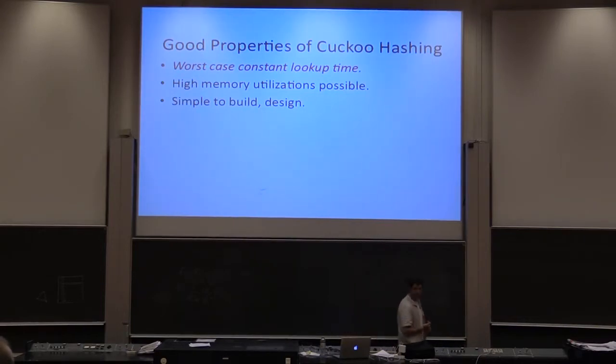So in particular, with cuckoo hashing, if we think of, say for instance, every bucket holding only one item, it really is constant lookup time even in the worst case, right? Because I'm just looking at the 2 choices, I'll check what's there, okay? High memory utilizations are possible, and the other really nice thing for practice is that these are very simple things to build and design.